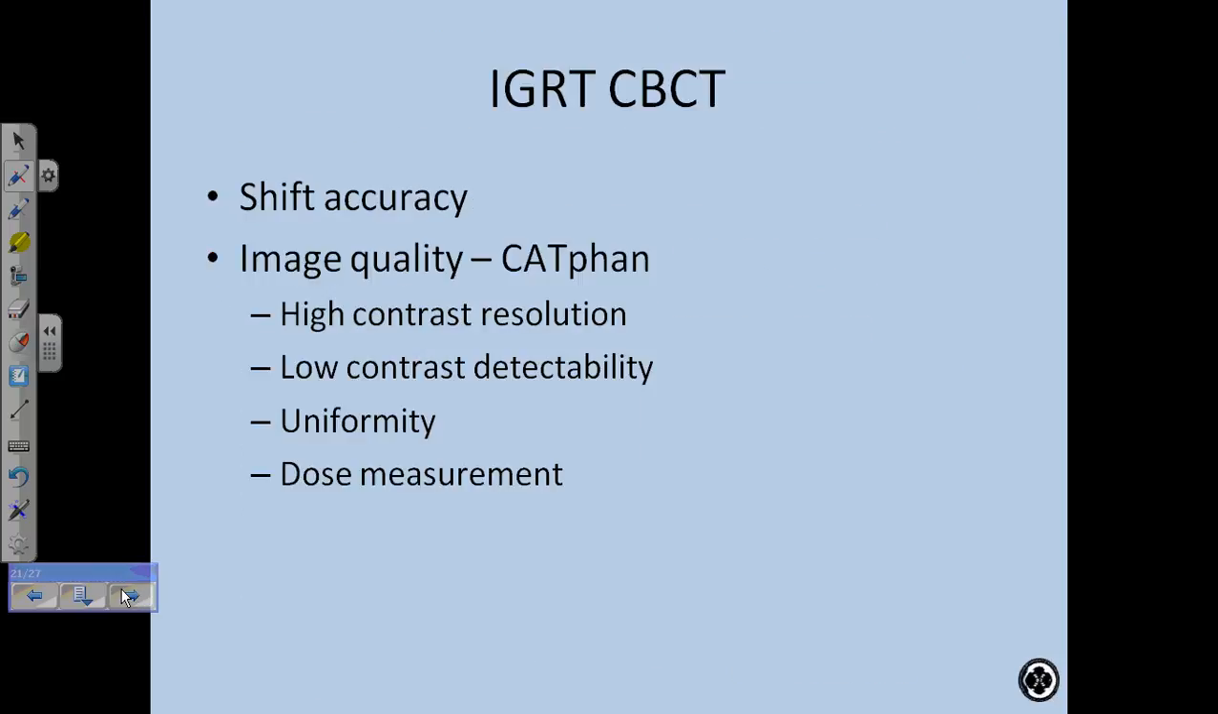CBCT, again, shift accuracy, because you're going to use CBCT for shifting. You do the same test, but now you're doing a CT scan on the machine. For image quality, you use a different kind of phantom. It's a CatPhan, and that is a cylinder. Who's seen a CatPhan?